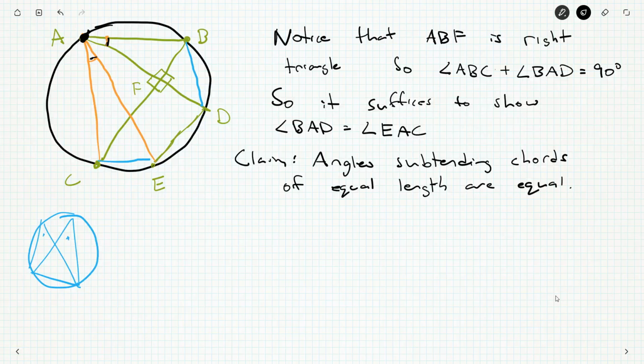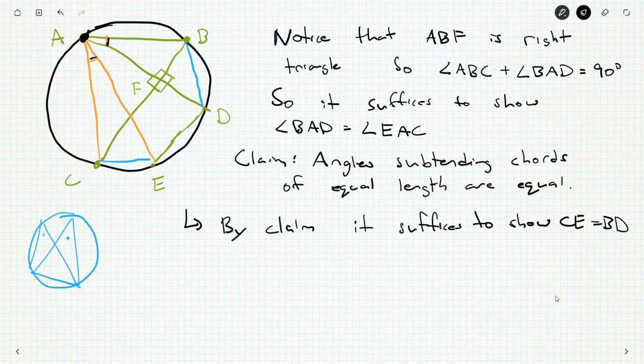If it was something like angles subtending the same chord are equal, I would not bother making this a claim. But I don't know how well this fact is known, if indeed it is a fact. So first I'm going to state my conclusion. Like, why am I introducing this claim? By the claim, it suffices to show CE equals BD. Whether or not this is easier, I don't know. But let's go ahead and prove this claim just so I'm not completely making things up in case this actually works out.